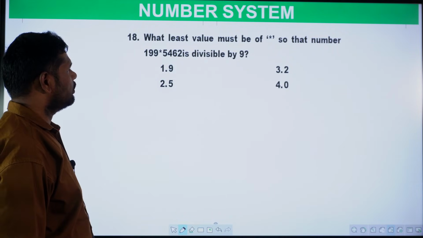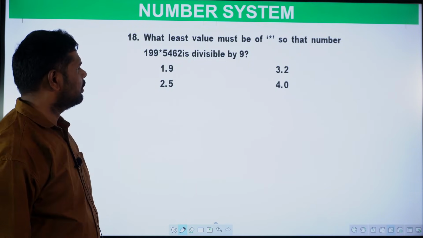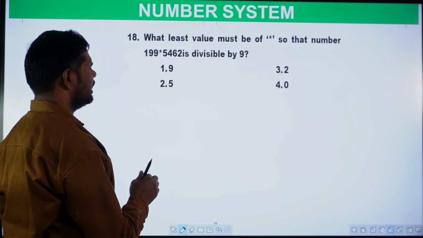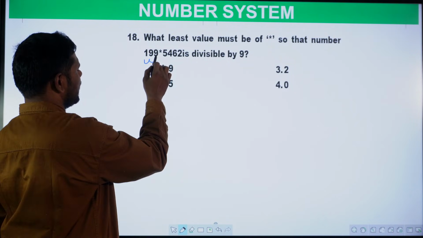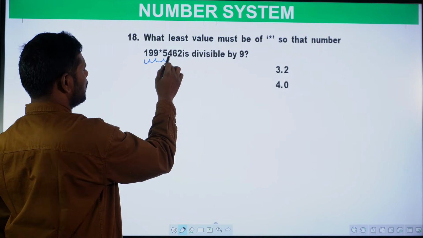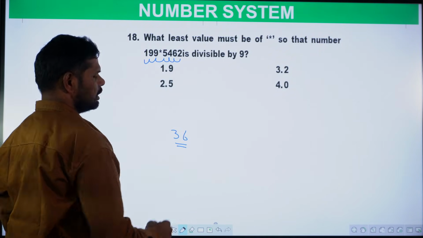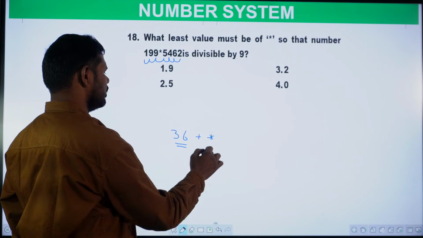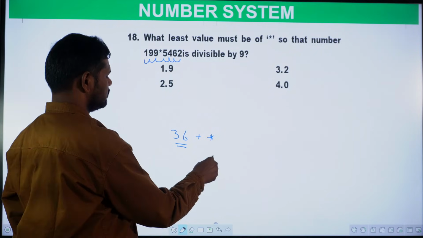What least value must the star be so that the number is divisible by 9? Divisibility by 9 means the sum of all digits of the number is a multiple of 9. Just observe: 1 plus 9 is 10, 10 plus 9 is 19, 24, 28, 34 plus 2 is 36. 36 itself is a multiple of 9, and the star is there. Just observe the question: 36 plus 9.